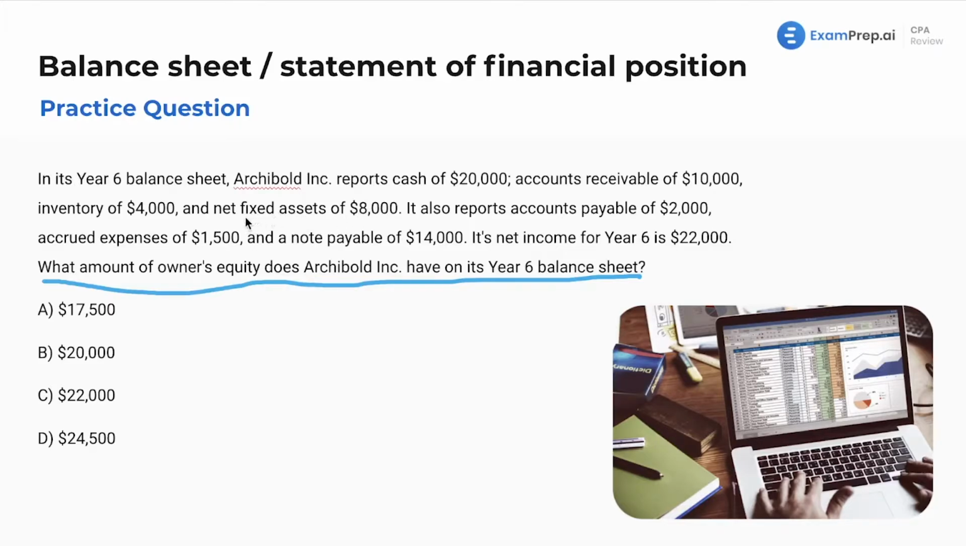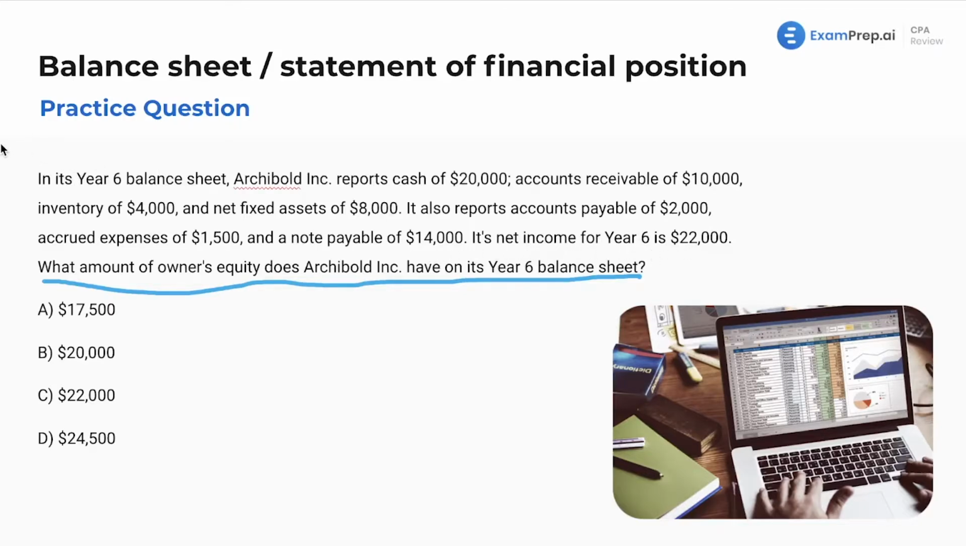Now that fixed assets, that is net of what? Give you a second to think about it. That is going to be net of accumulated depreciation. Awesome. We could also have AR net, which would be net of, give you a second to think about that. Same sort of concept as accumulated depreciation. We've got allowance for doubtful accounts. That would be what AR would be net of if we had that. It also reports AP of $2,000, accrued expenses of $1,500, and a note payable of $14,000. We've got net income of $22,000.